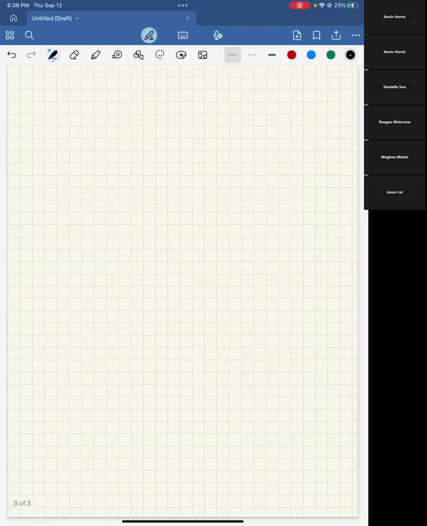So moving on, I'll do a mesh current example. So here is the circuit. This one's a little bit simpler.